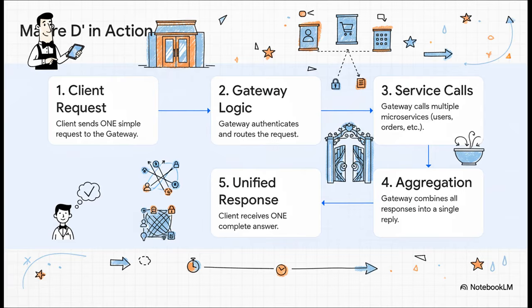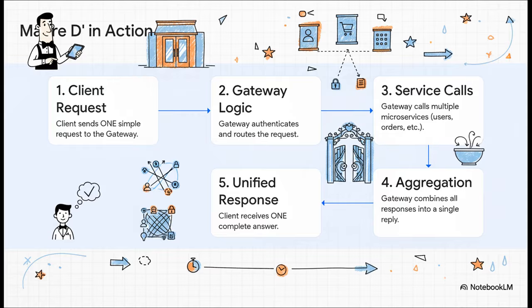Okay, let's see this in action. Say you open an app and it needs to show your dashboard. Your phone sends one simple request. Hey, get me the dashboard data. The API gateway, our maître d', catches that request. First, it checks who you are, authentication. Then it turns around and starts talking to all the different chefs.